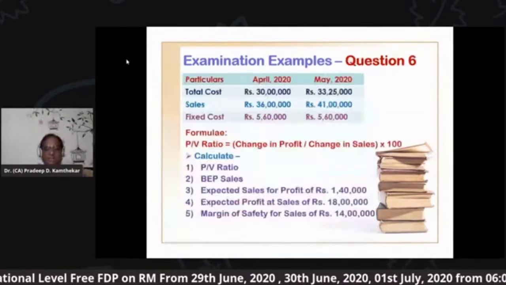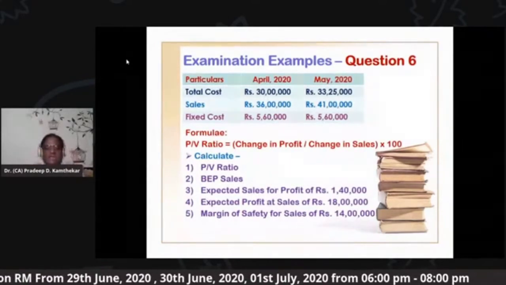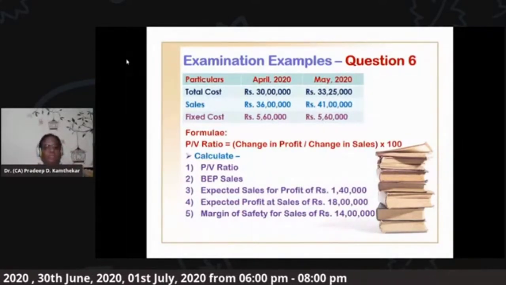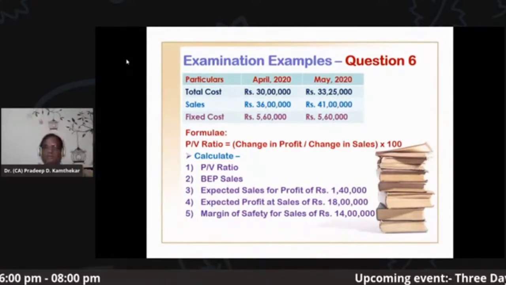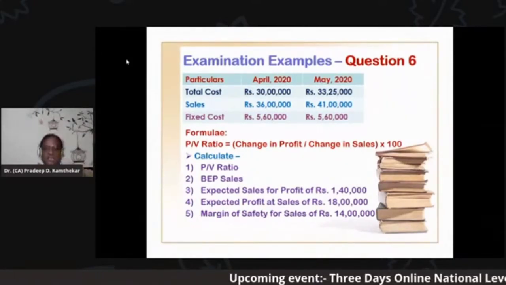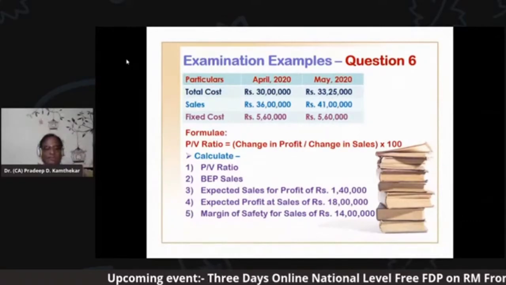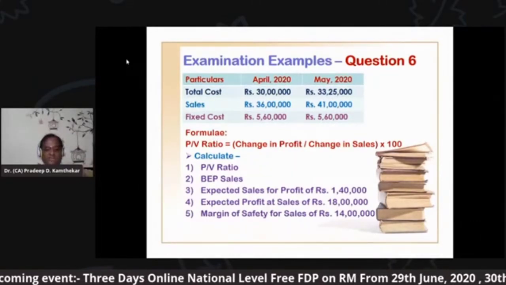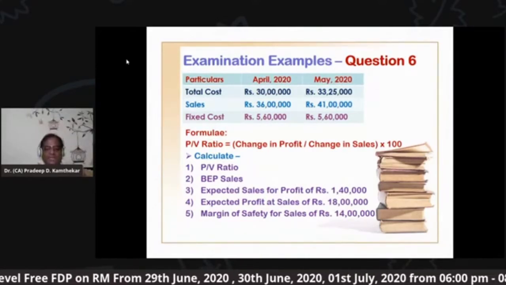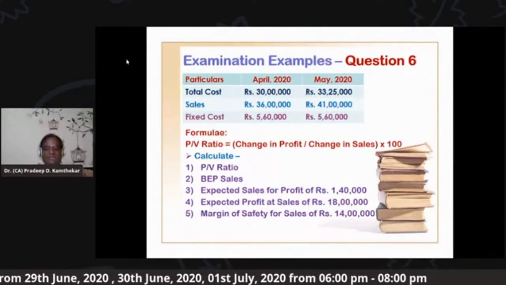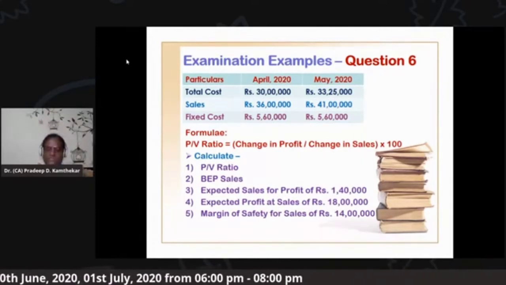Now, again, take an example where the sales are given, the profit is not given. So here we have to calculate profit because the formula is what? Change in profit divided by change in sales. And by doing that, we can answer PV ratio, break-even point sales in rupees, expected sales for profit of rupees 1,40,000, expected profit when the sales are rupees 18 lakhs, and margin of safety for sales of rupees 14 lakhs.